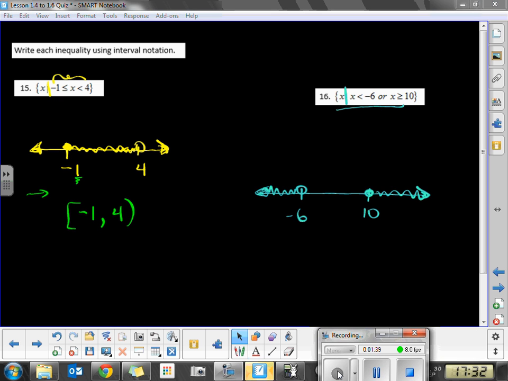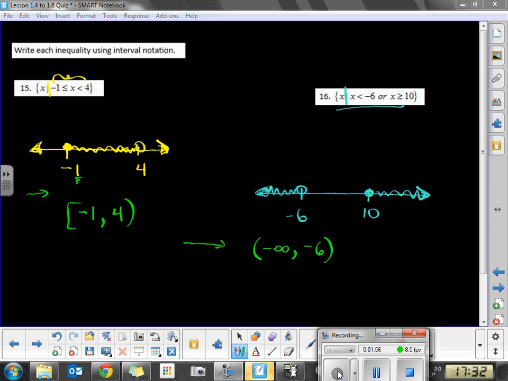So now tell your reader of your solution what you're seeing as you work from the left side to the right side. So from the left side, we're coming from -infinity. And we always use parentheses with infinities because we can't name the exact number. Then we go all the way up to -6, but we don't include it, so we put a parenthesis.